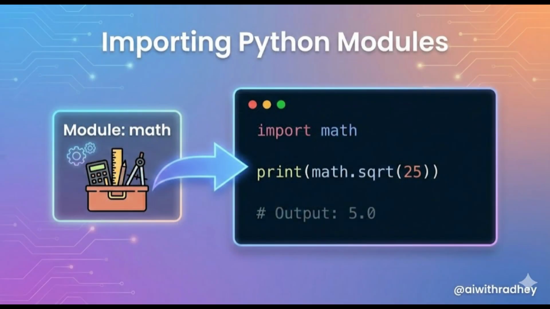Python modules are like ready-made toolkits that add extra features to your programs. Instead of writing everything from scratch, you can import a module and instantly use the functions inside it. For example, when we write import math, we unlock powerful math tools. Calling math.sqrt(25) then gives us the square root of 25. Modules help keep your code cleaner, shorter, and more powerful, because you're plugging in features that Python already provides.